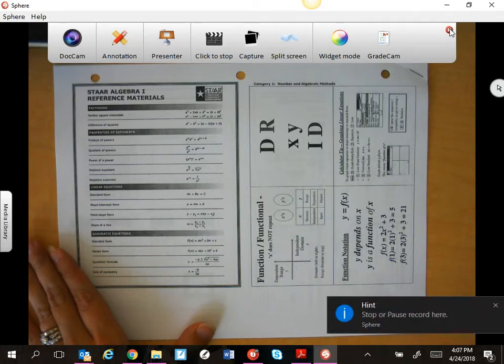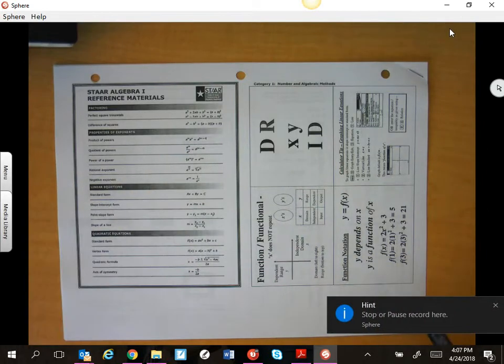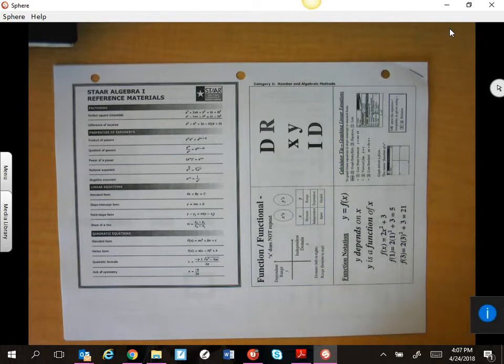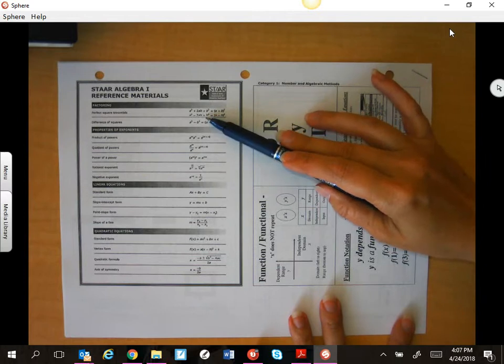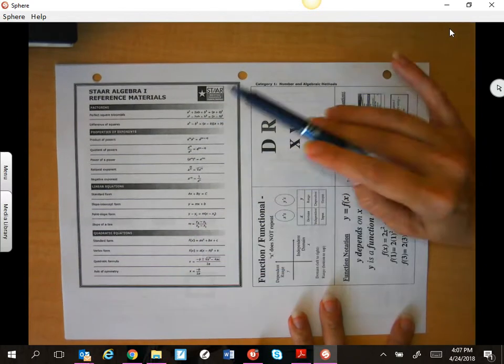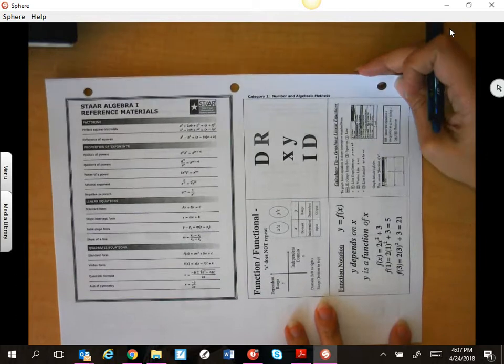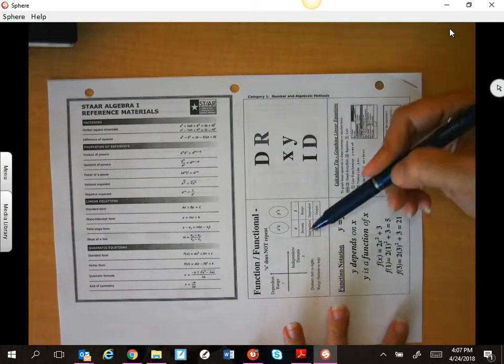So I want to start with Category 1 so we can review for the EOC. So I've got here for you your formula chart. Remember that you can reference this at any point in time during the exam. It will be a separate sheet that you can tear out.